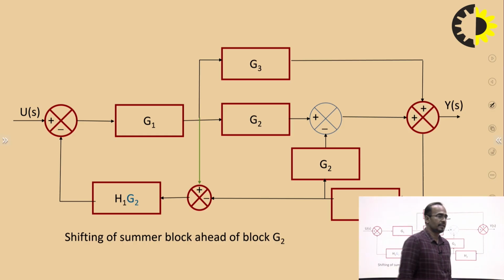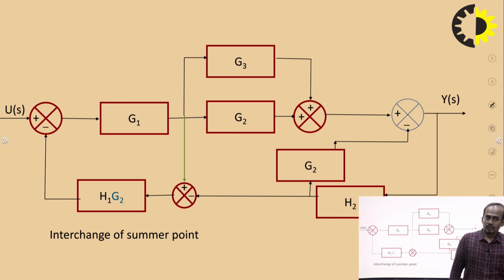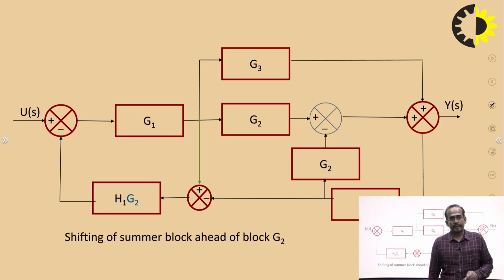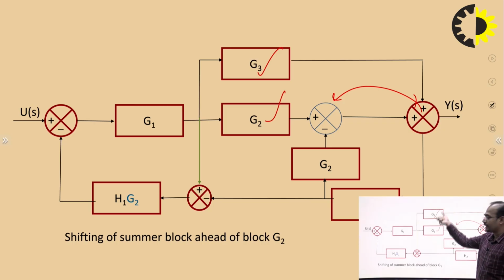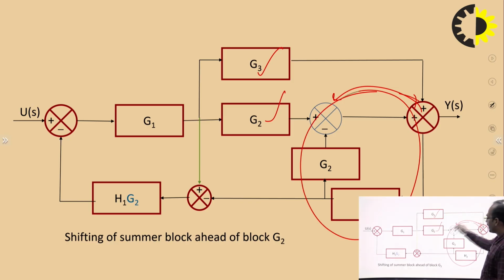Now you can see, for getting this resultant output, we have to interchange. For getting this resultant, how will you get it? If I interchange these two summing points, I can easily reduce these two connections. It means they will be connected in parallel, and here you will get the standard canonical form.